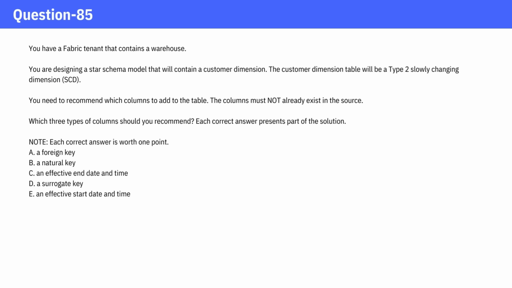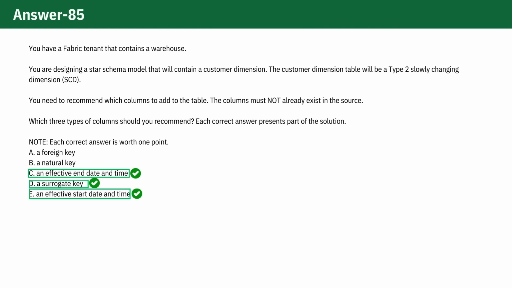A. A foreign key. B. A natural key. C. An effective end date and time. D. A surrogate key. E. An effective start date and time. Pause the video and go through the answer options carefully and then check your answer. The correct answer options are C, D, and E. Let's go through our options in order.